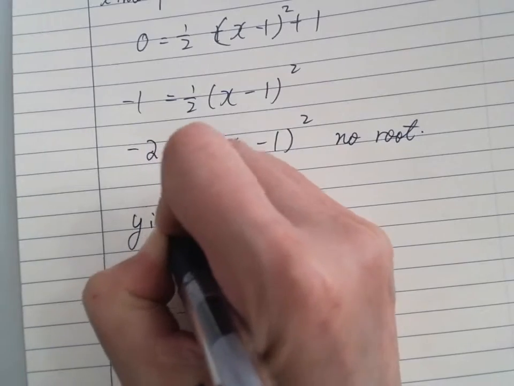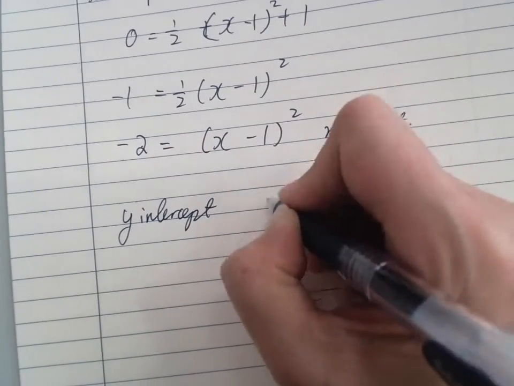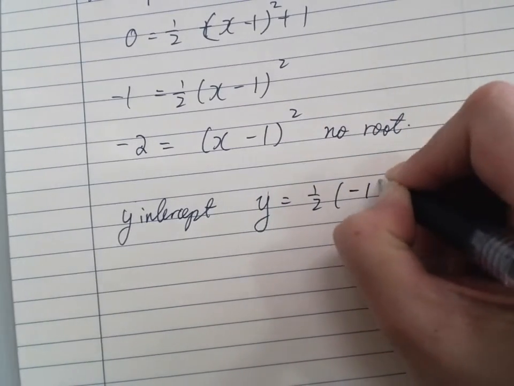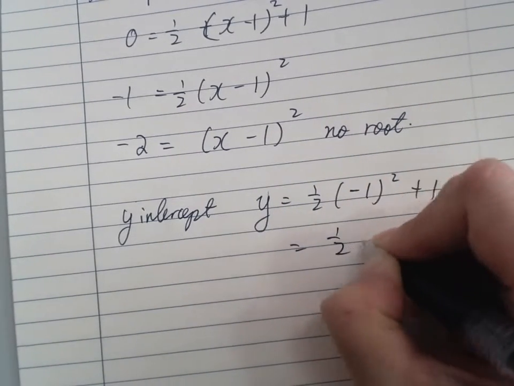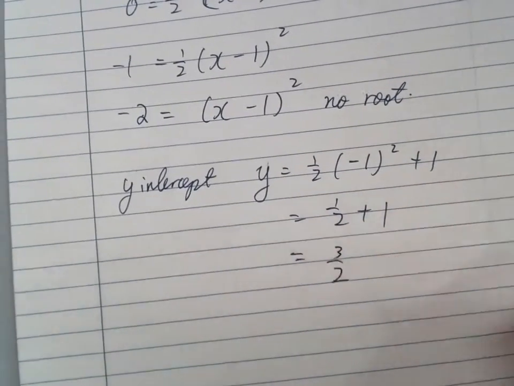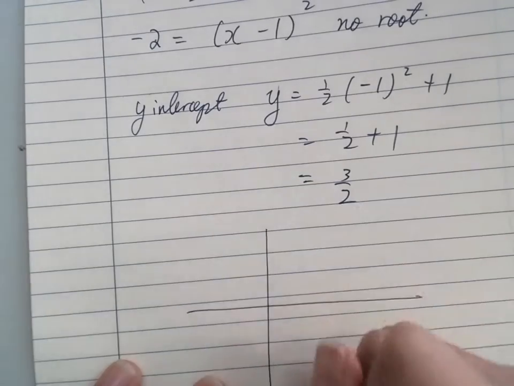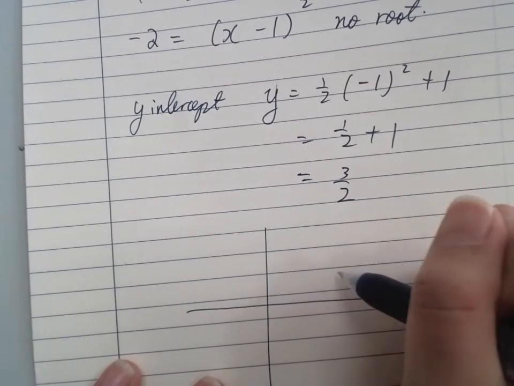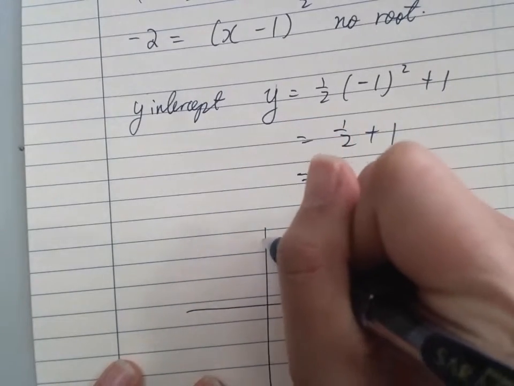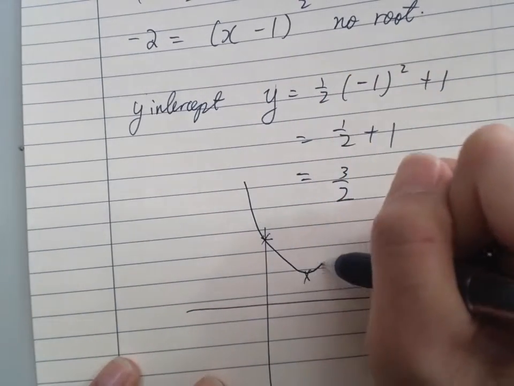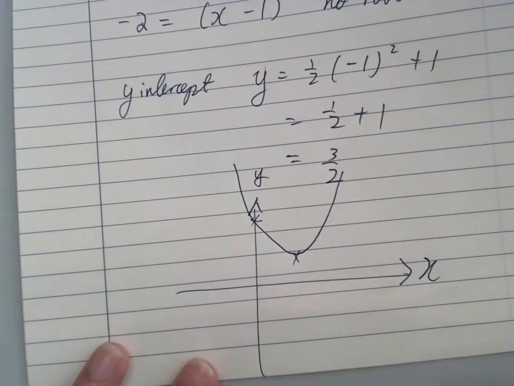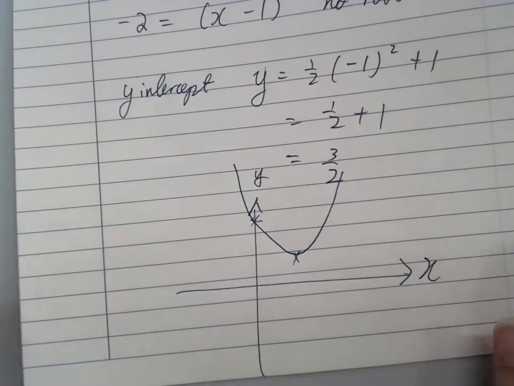Y-intercept, x equals 0. So y equals 1 over 2 times negative 1 squared plus 1. So 1 over 2 plus 1 equals 3 over 2. So now we have an equation like this. It doesn't cut the x-axis, it's a positive curve, the vertex is 1, 1, and the y-intercept is here. So it's like this. Make sure you label the diagram. Alright, so that's how we sketch the equation.